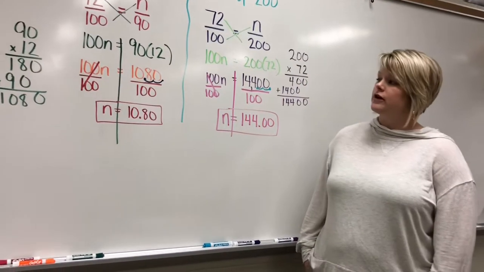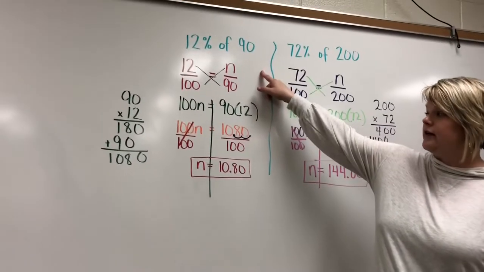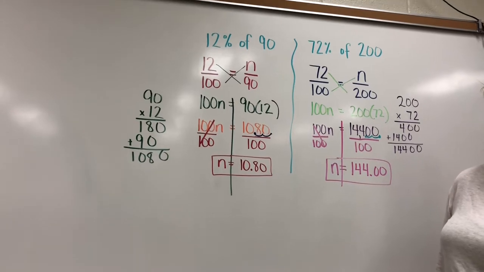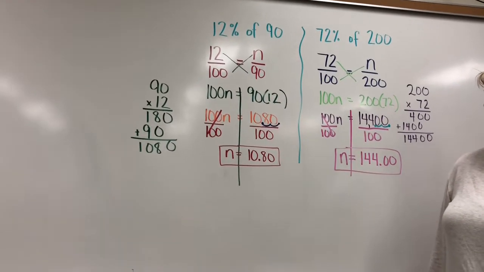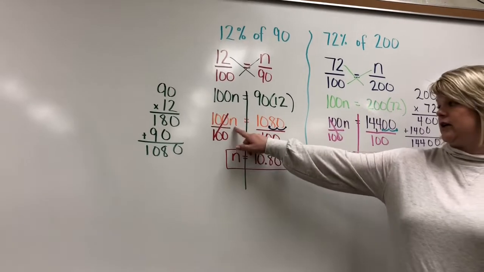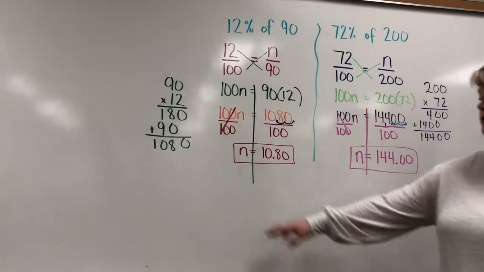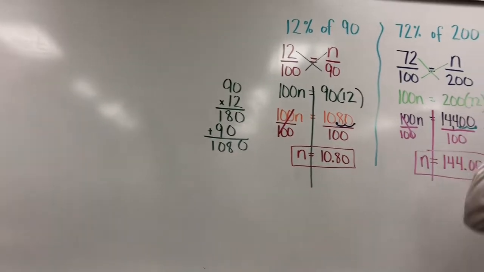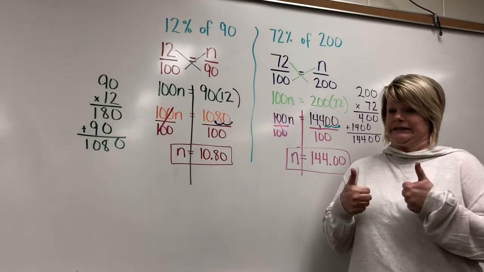Okay, so here are our answers of the you do it. So if you look here, I got 12% of 90. Look how I set it up. I got my fraction, 12 over 100, and n equals n over 90. I cross multiplied. And then I divided by 100 to get n by itself, which gave me 10.8. You can see over here how I got the 1080 by multiplying 90 times 12. Hopefully you got the same thing.